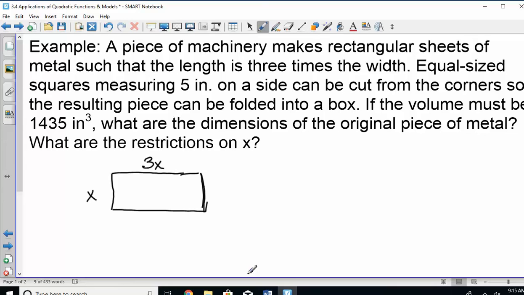So take a rectangle, cut out the corners, fold it, and make a box. All right. So I am going to cut out these corners. And after I do so, we have a nice box. So I'm going to draw the box over here.